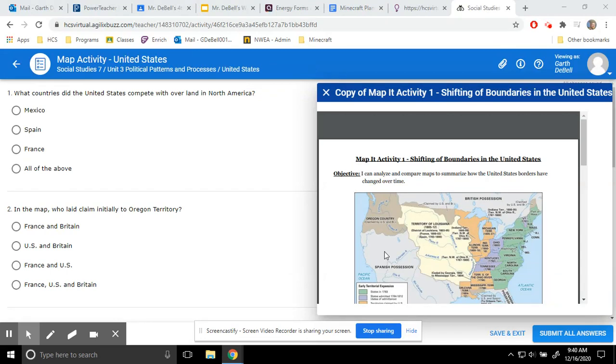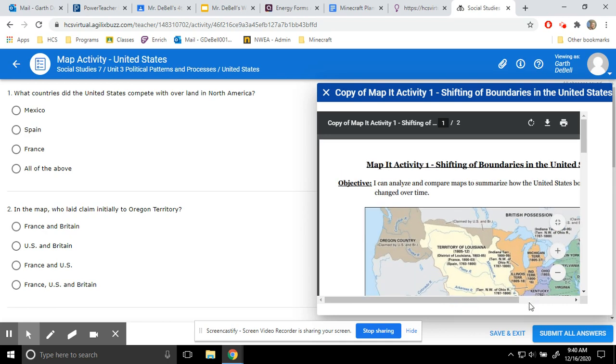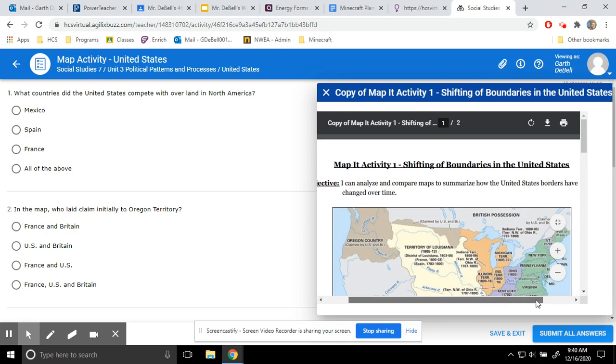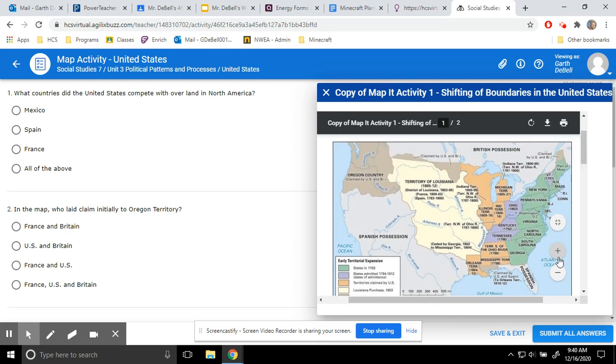Hey, ladies and gentlemen. So we are working on our United States map activity for Unit 3, Political Patterns and Processes. So you basically are just going to want to be using the map to answer the questions. You can always use a map on a different tab if you want to make it bigger, but you can also zoom in. So let's look at the first question.